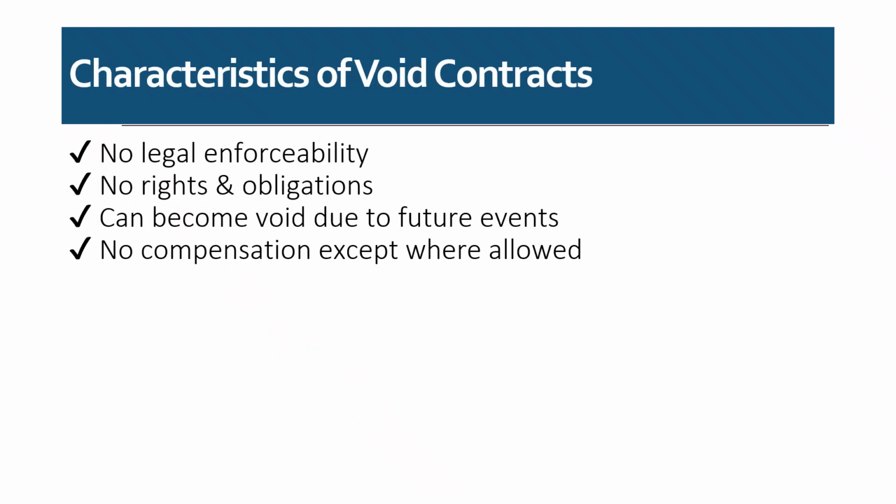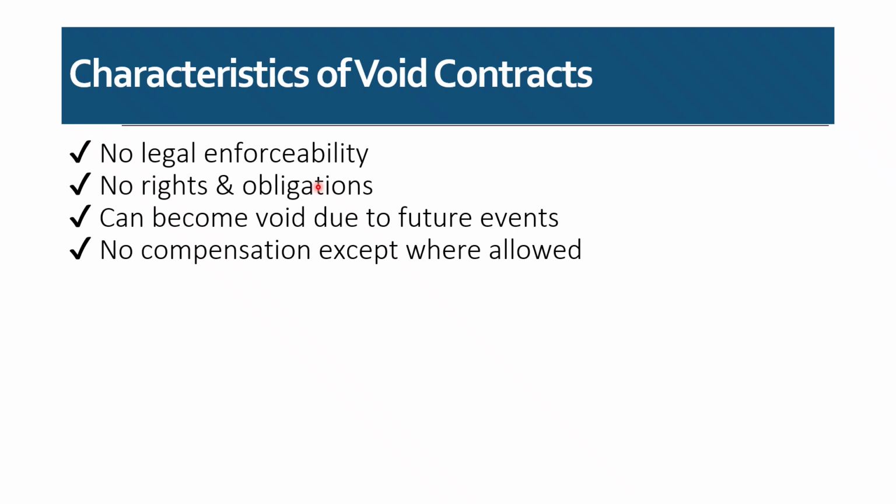What are the various characteristics of a void contract? So let's look at the main features here. These are commonly asked in the exams. The first one is that it is not enforceable by law. There is no legal enforceability. Neither party can sue or be sued. Then there are no obligations. Since the contract is void, the parties do not have to perform anything. Therefore, there are no obligations.